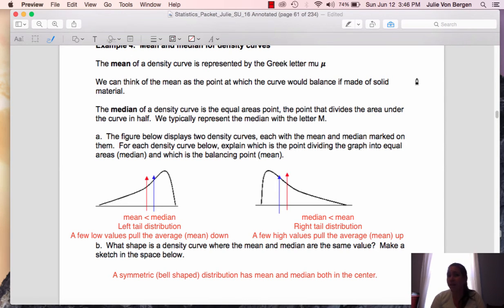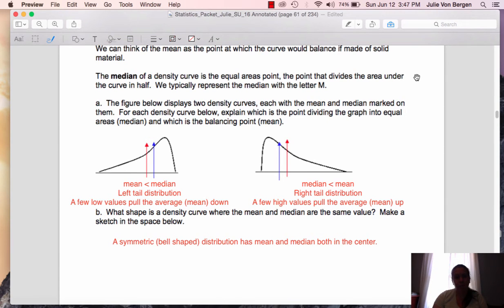The median of the density curve is the equal areas point, right? Halfway through, or 50% of the way through. The point that divides the area under the curve in half. We typically represent the median with the capital letter M. So we've got 2 density curves in the figure below, each with the mean and median marked on them. For each density curve, we have to explain which is the point dividing the graph into equal areas, the median, and which is the balancing point, the mean.